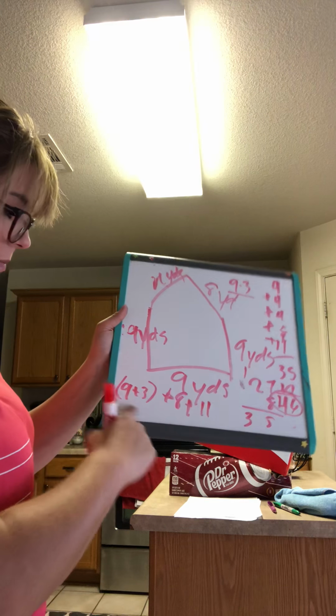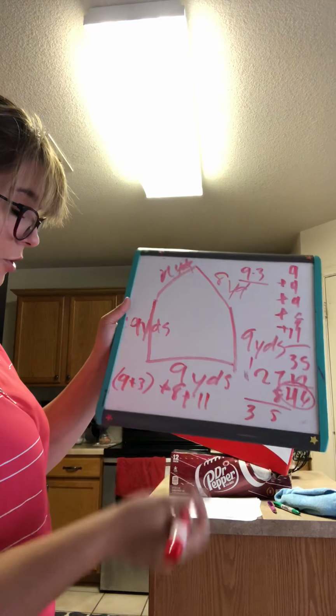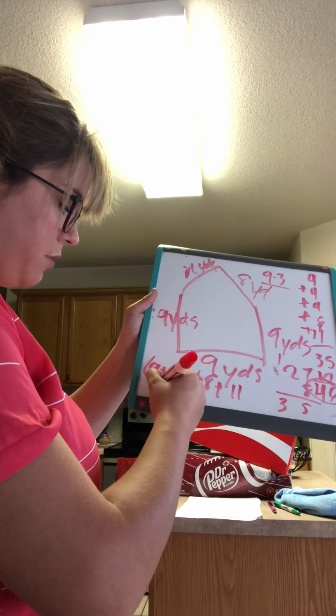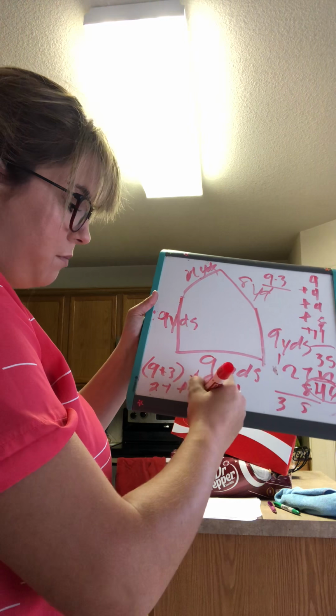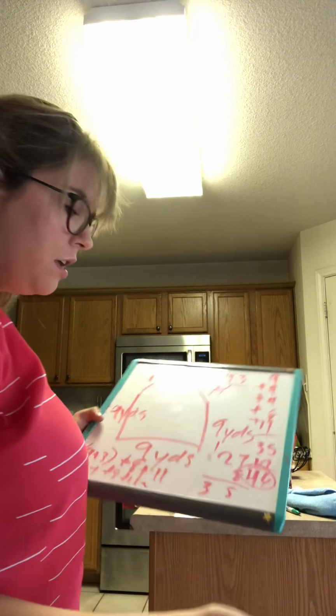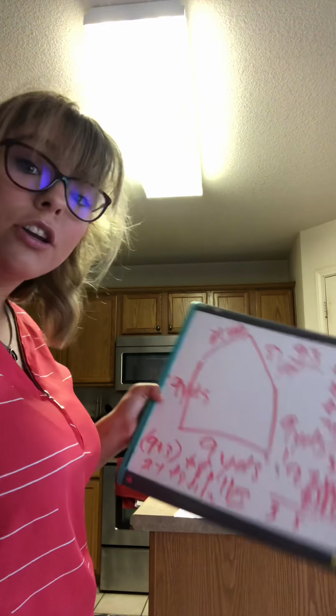So we do PEMDAS, which is order of operations. So 9 times 3 in the parentheses is going to be 27 plus 8 plus 11. And that's a great way to calculate your work too. So if you get a different number right here and you get a different number right here, then you know you did something wrong.